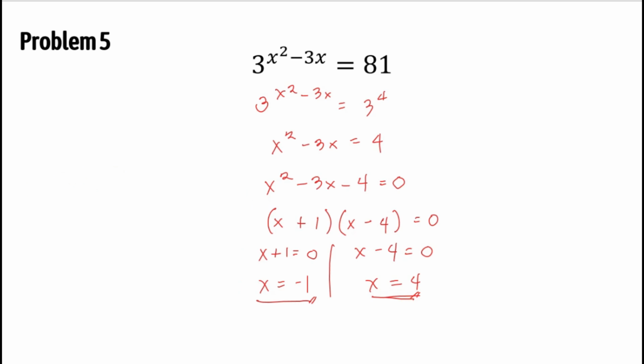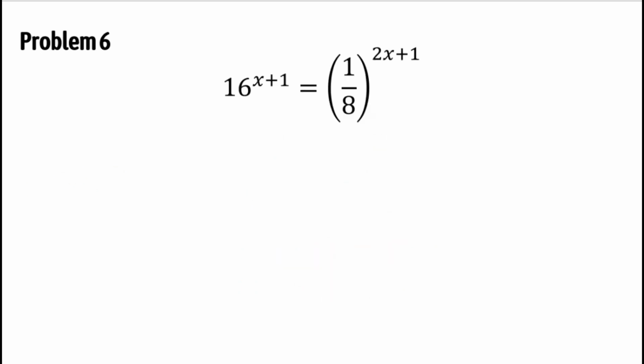And last example, 16 raised to x plus 1 equals 1/8 raised to 2x plus 1. Okay, so we can not express the equation with the same base such that the base is 16 or the base is 8. So we have to manipulate both sides of the equation. First, let us use the law of exponent such that 16 raised to x plus 1 equals 8 raised to negative 1 to 2x plus 1.